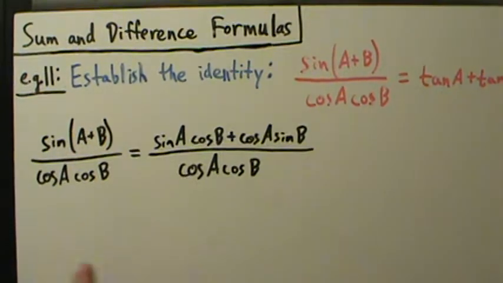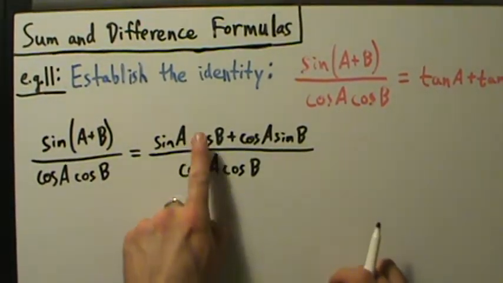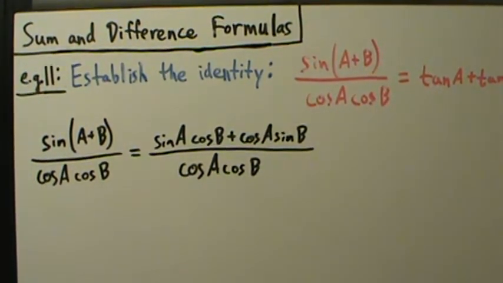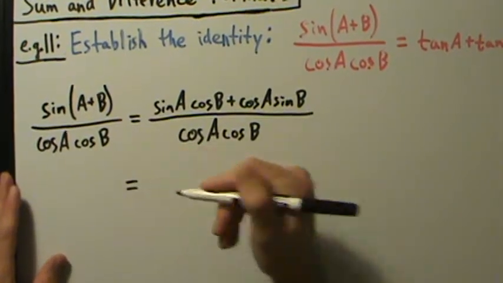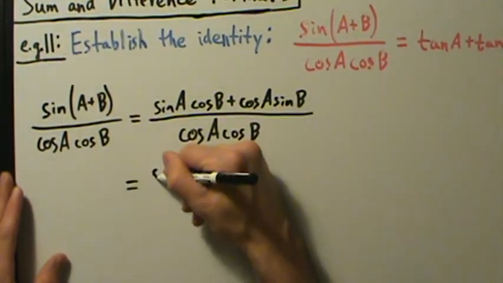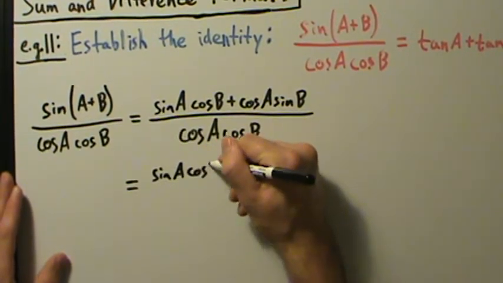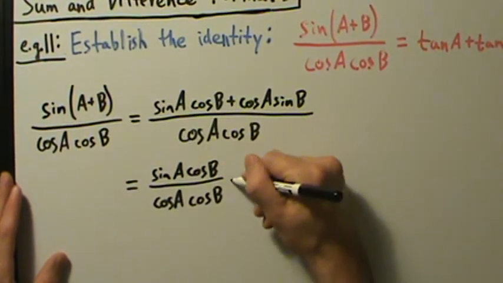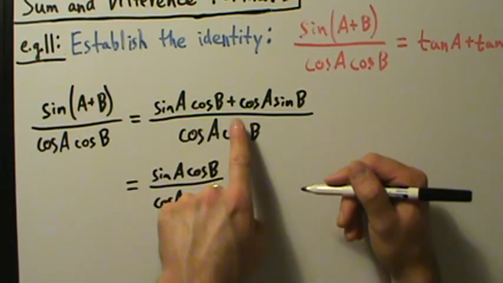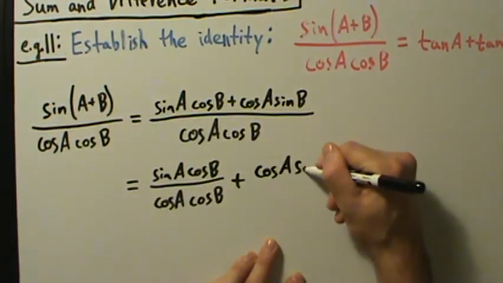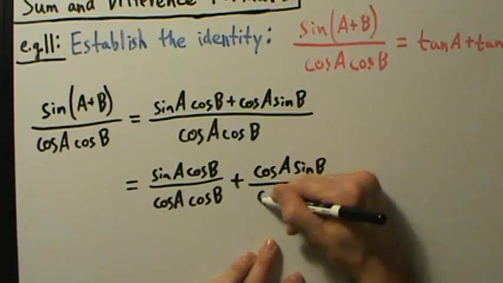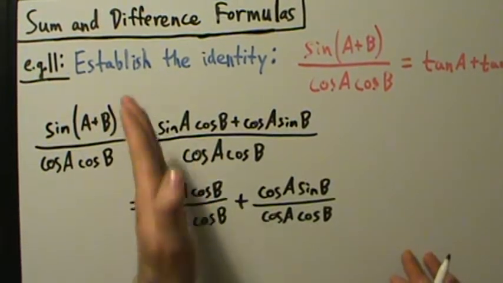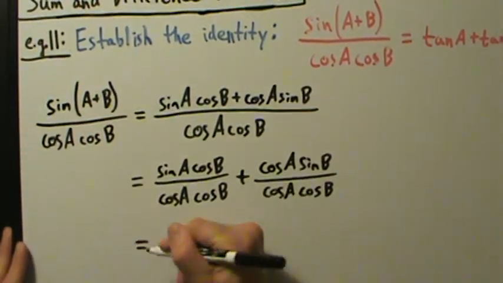Okay, so now what we should do is split this up into two separate fractions. So we have one term plus another term, all divided by one single term down here with no addition, no subtraction. So we can split that up into two, and that's going to be sine of a cosine of b divided by cosine of a cosine of b, and then plus, from this plus sign, cosine of a sine of b, all divided by cosine a cosine b. Okay, so all we did was take this expression here and split it up into two fractions. That's all we've done in that step.